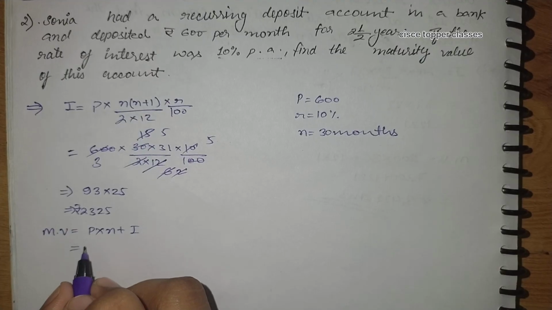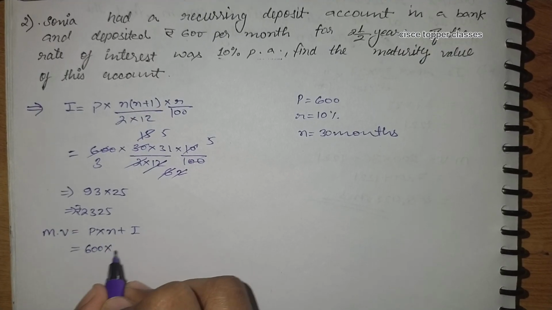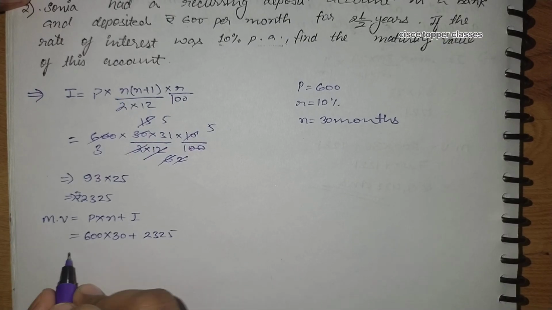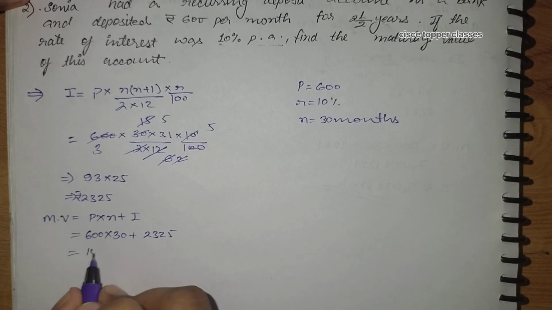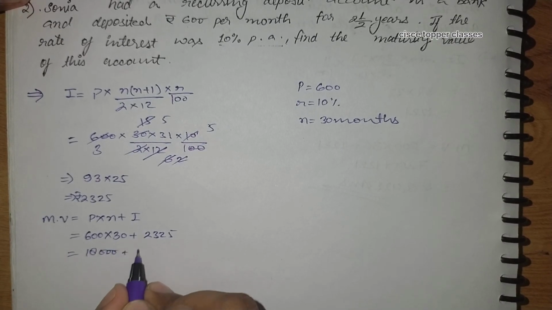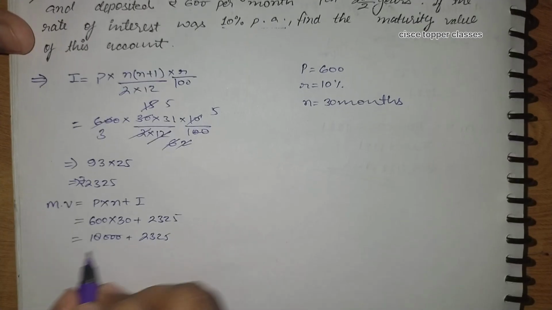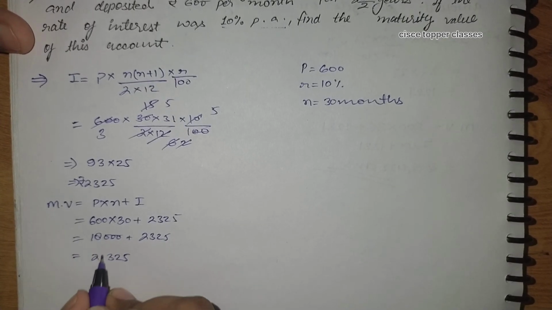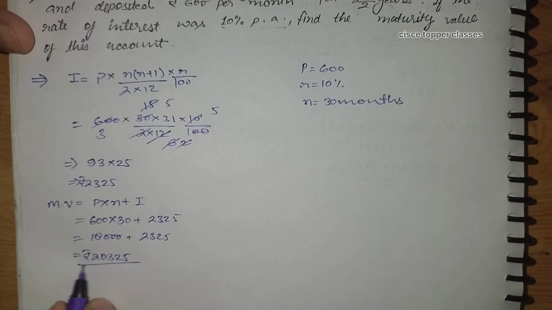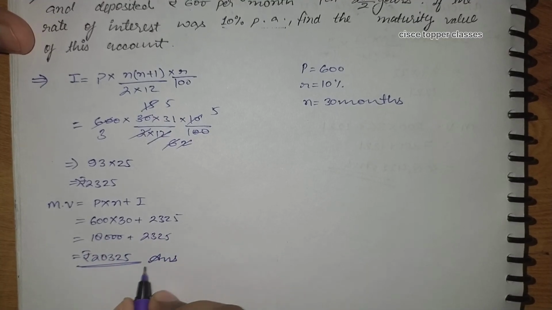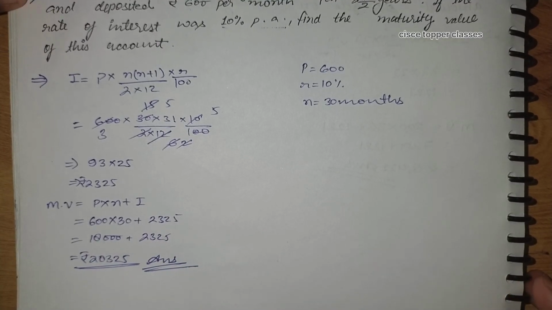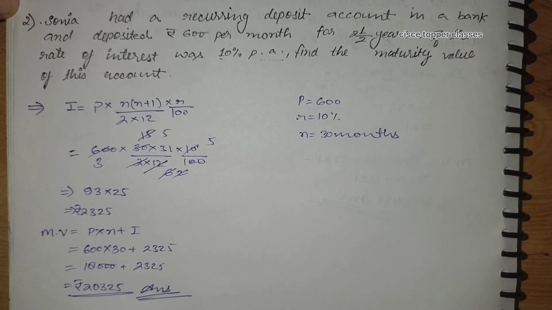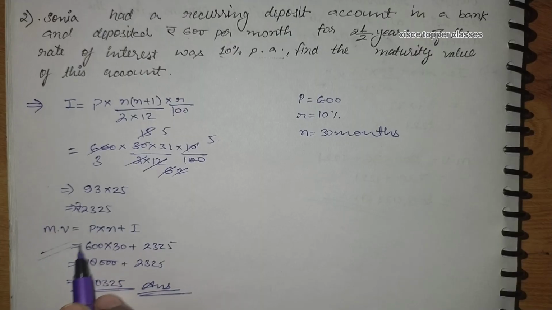Principal into number of months will be 600 into 30, plus interest will be 2,325. So it will be 18,000 plus 2,325. On adding, this will be 325, and 18 plus 2 will be 20. Rupees 20,325 is the final matured value which Sonia will get here. So this is the solution of question number 2, and this is the answer here, the matured value.